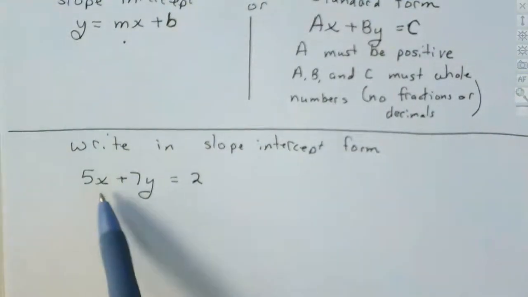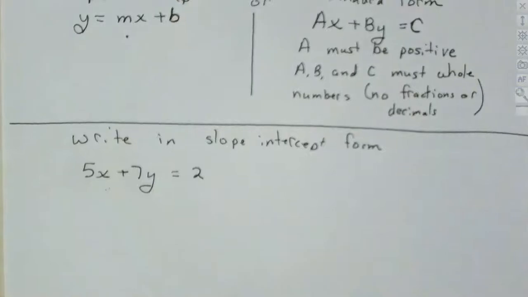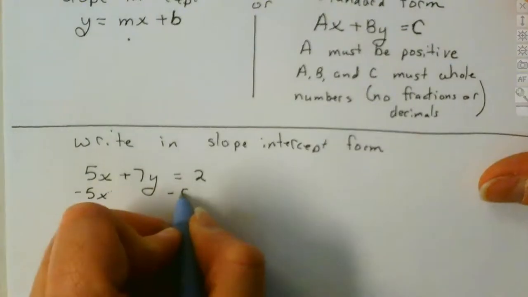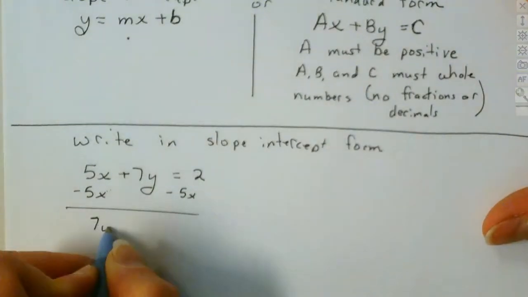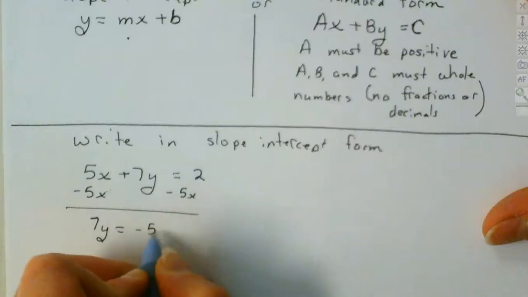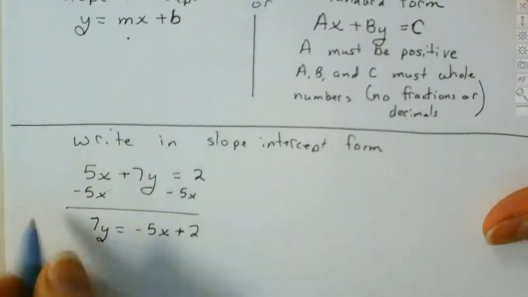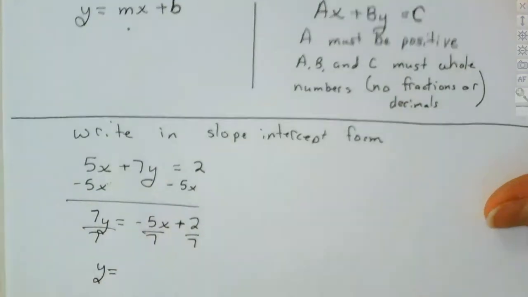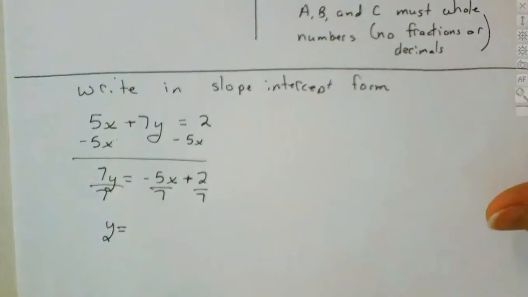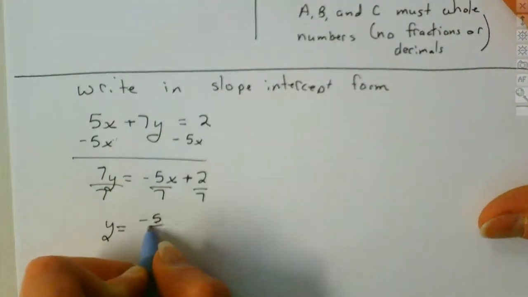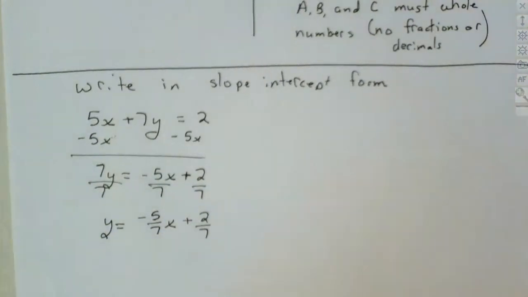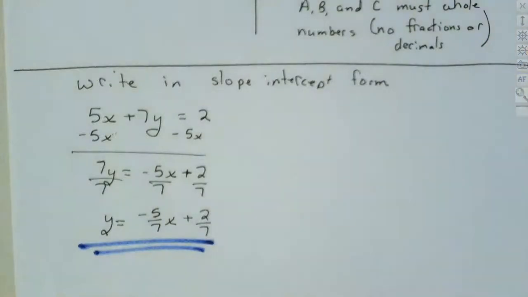We need to get it in slope-intercept, we have to write this with the y on the left. So the 5x has to go to the other side. So 7y equals now a minus 5x plus 2. And we're going to divide by our 7. And now we've got it in slope-intercept form because now it is minus 5/7 x plus 2/7. That is in slope-intercept form.